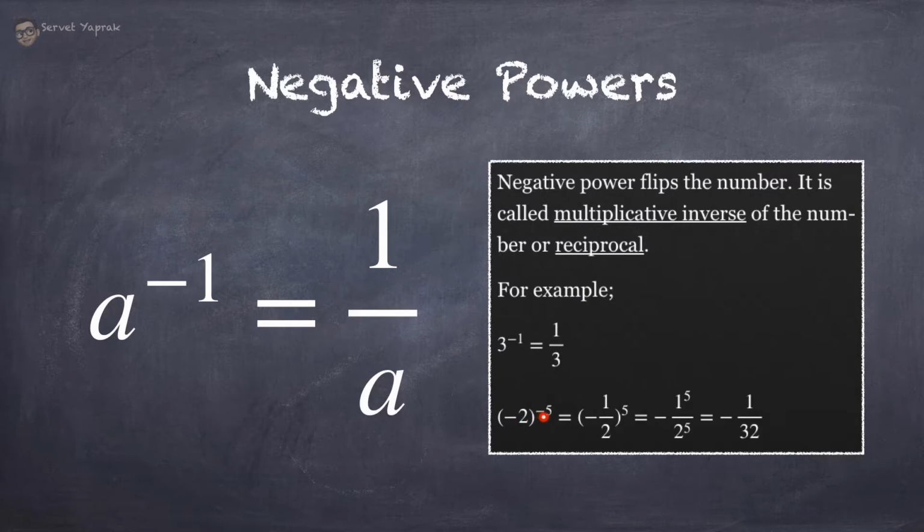Negative 2 to the power of negative 5 equals, this negative power makes the number flip. So the first step is to get rid of this negative on the power. It will be 5 and the number will be negative 1 over 2. And this power 5 belongs to both numerator and denominator. So it is equal to negative 1 to the power of 5 over 2 to the power of 5. And it equals negative 1 over 32. If the power was an even number, the result would be positive. But if it is an odd number, as in here, the result doesn't change, it is still a negative number.